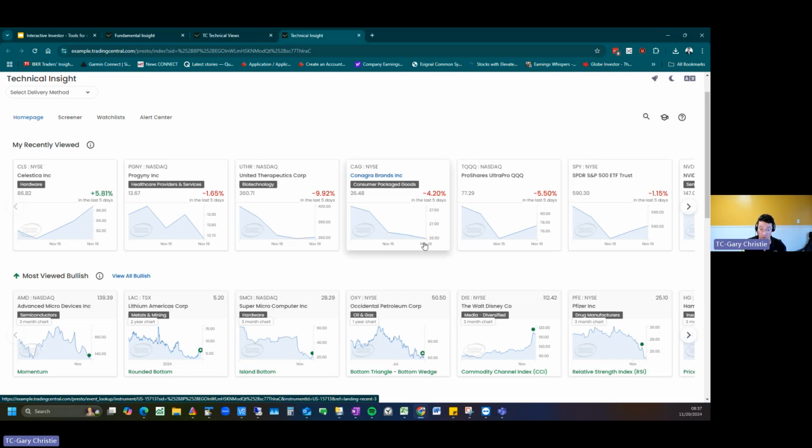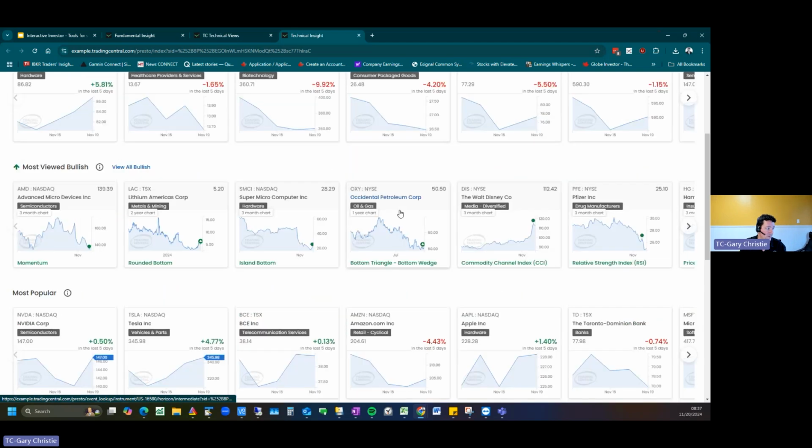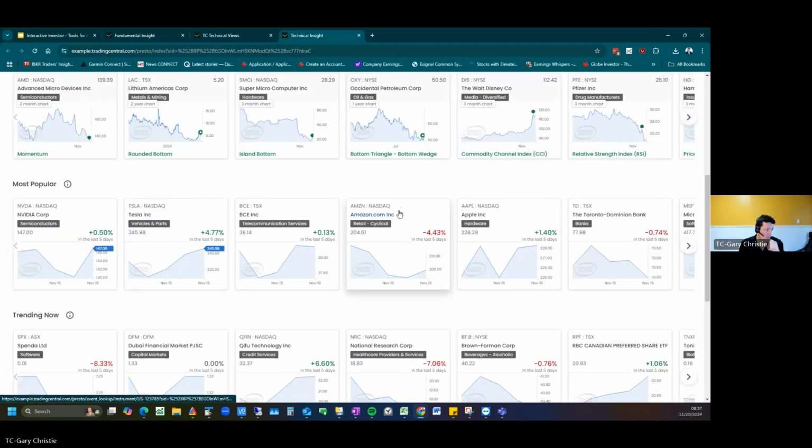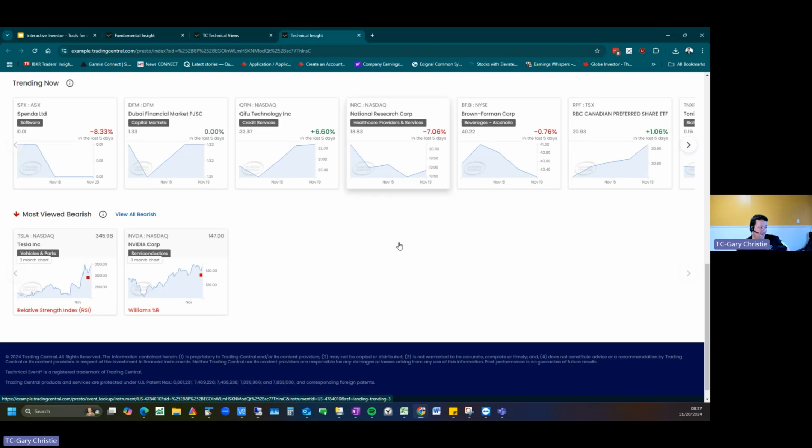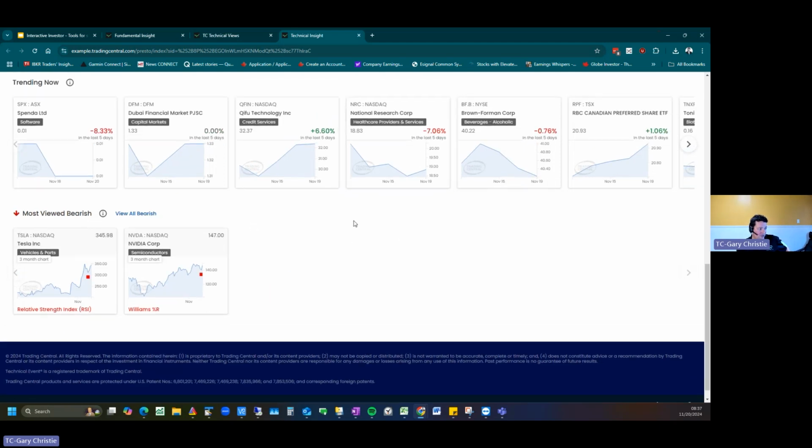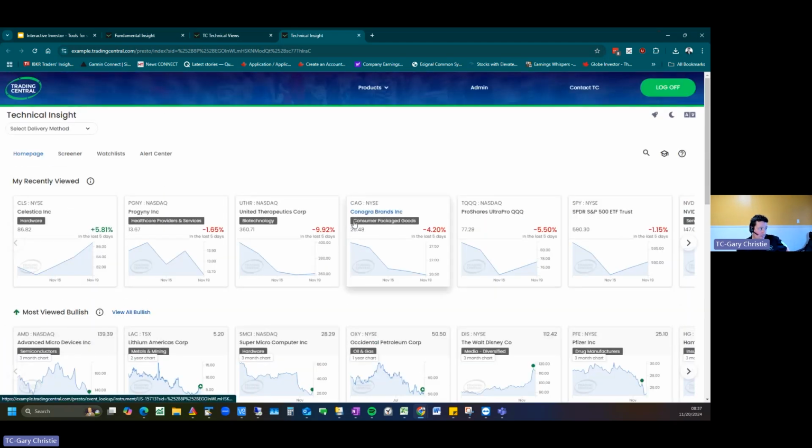We know clients use this to short stocks as well as go long, right? But the homepage is your recently viewed, the most popular names, what's trending now in the marketplace, most viewed bullish or bearish stocks. So again, this is also customizable.